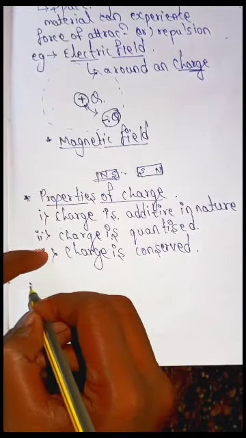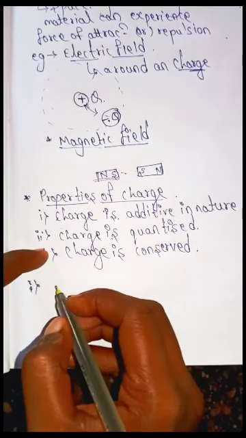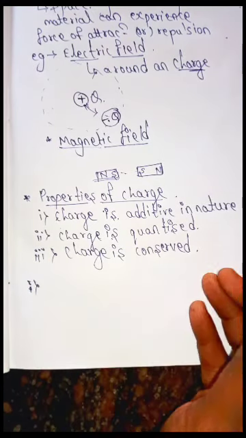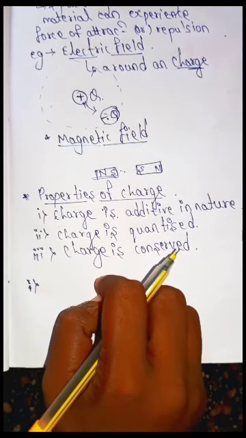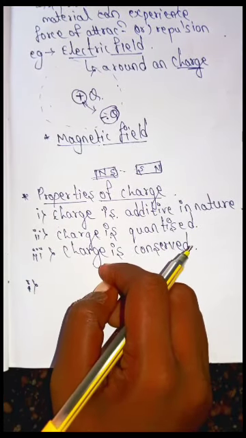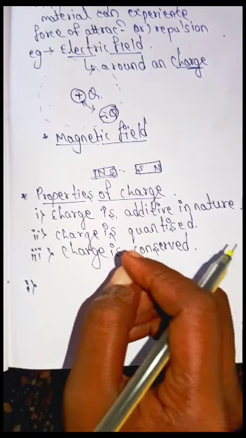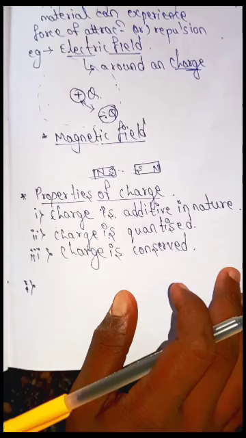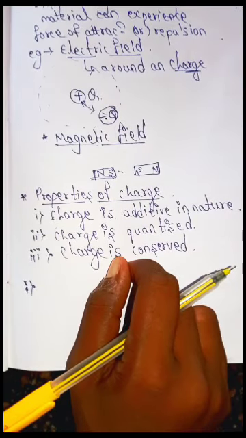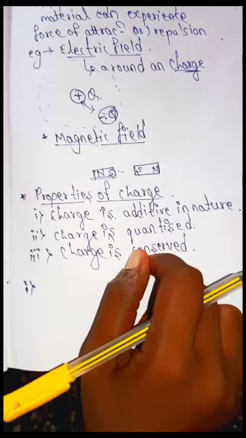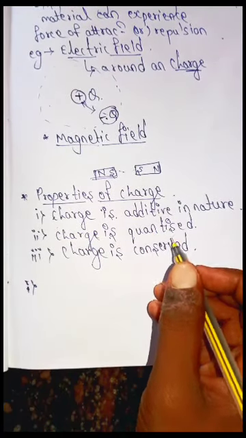First one is charge is additive in nature. What do you mean by additive? Additive means summation or addition. Charges are additive. If we add two charges or more than two charges, they may be added, right, and subtracted, right? So this is the meaning of additive.